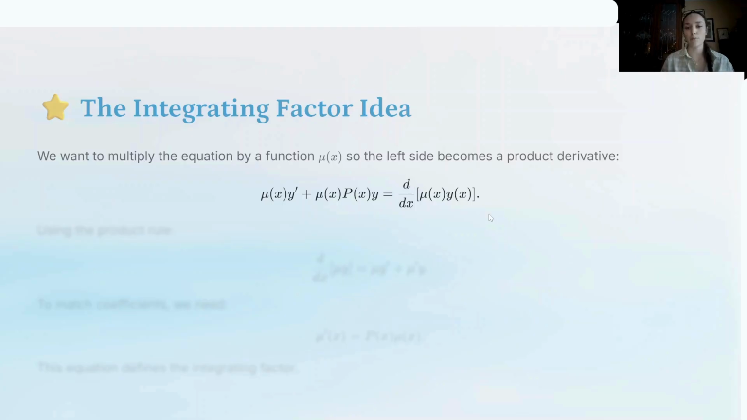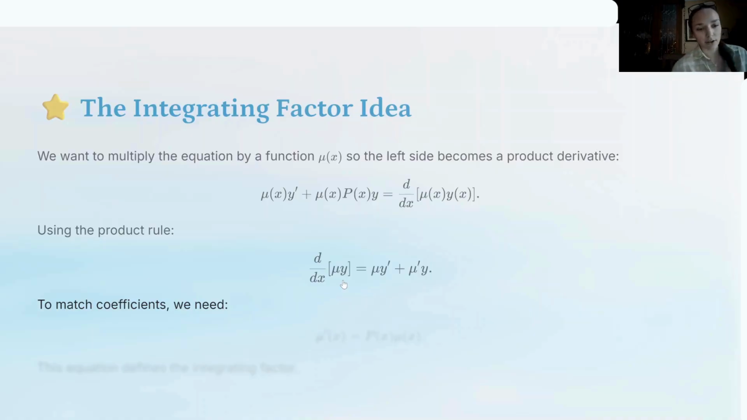If you recall product rule, that's when we have some f prime times g plus g prime times f, and that gives us the derivative of f times g, for example. So using the product rule here, we get that mu times y prime plus mu times p of x times y can be rewritten as d over dx of mu times y. That is the goal of this part over here. The next part is we need to match our solutions.